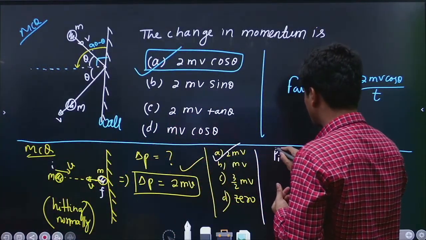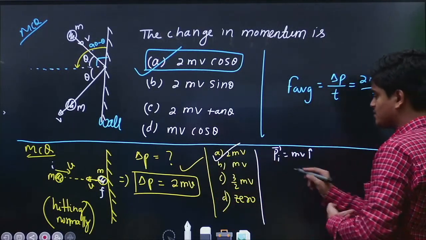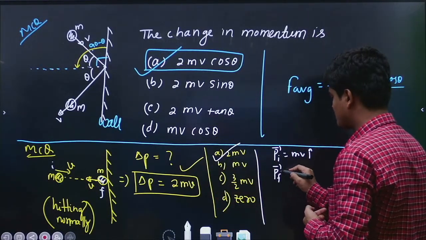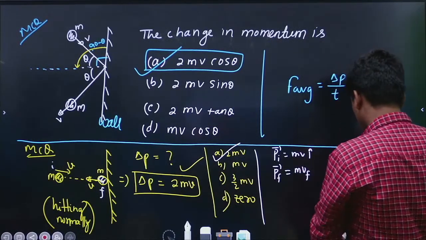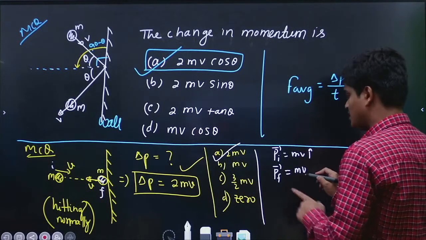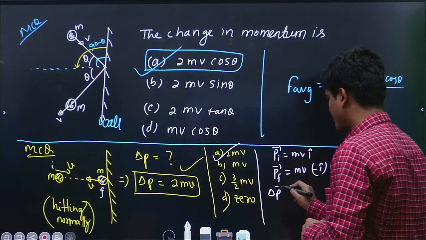Now what do you calculate here? What is your initial momentum? Mass times velocity, in the positive direction means plus i. And final momentum is what? Mass times velocity, but it is in the minus i direction, so it is minus i. Now the change in momentum vector is how much?